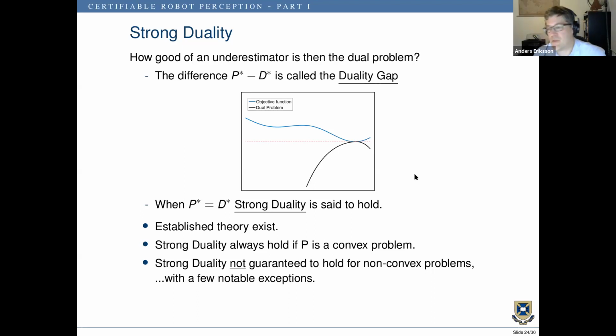And again, there's a lot of established theory, and has been for a long time, on how and when this happens. But for example, strong duality always holds if the primal problem is a convex problem. There are some technical details around that, but in general, that's true. But strong duality is not guaranteed to hold for non-convex problems, with a few notable exceptions.